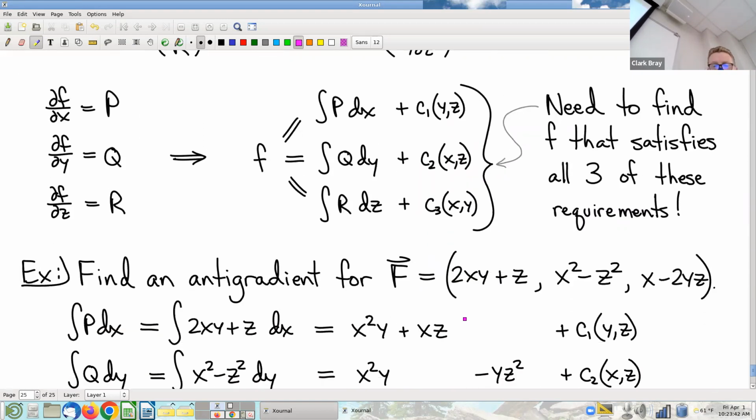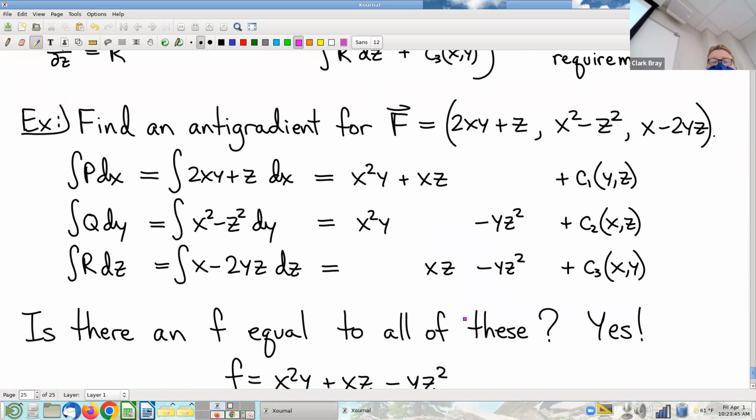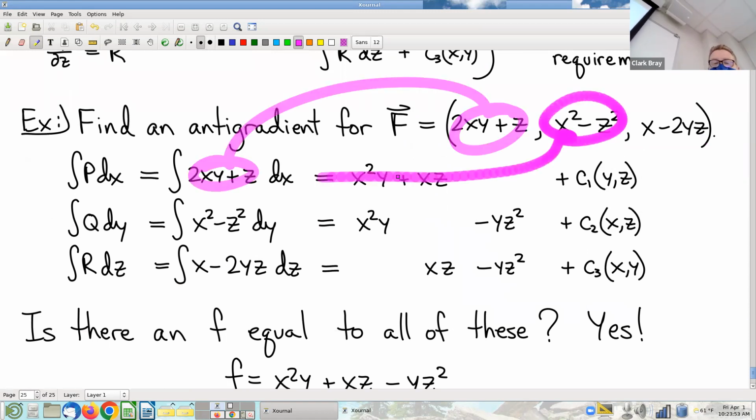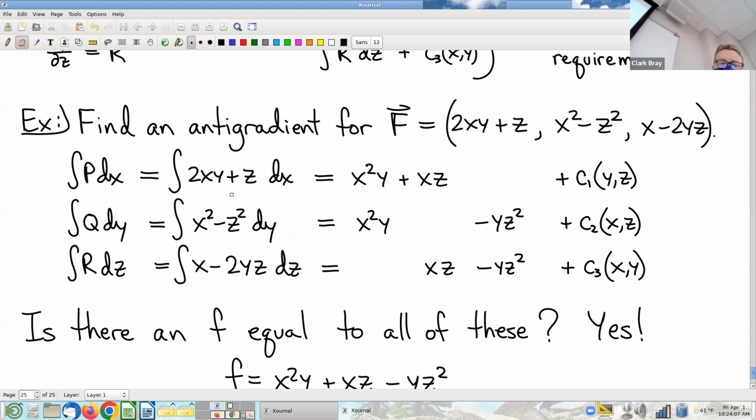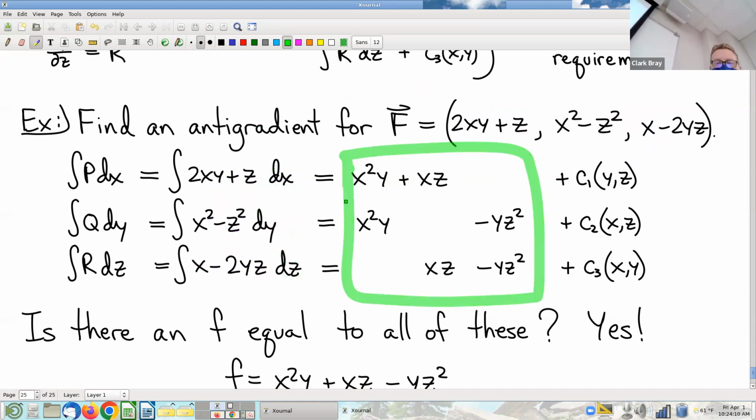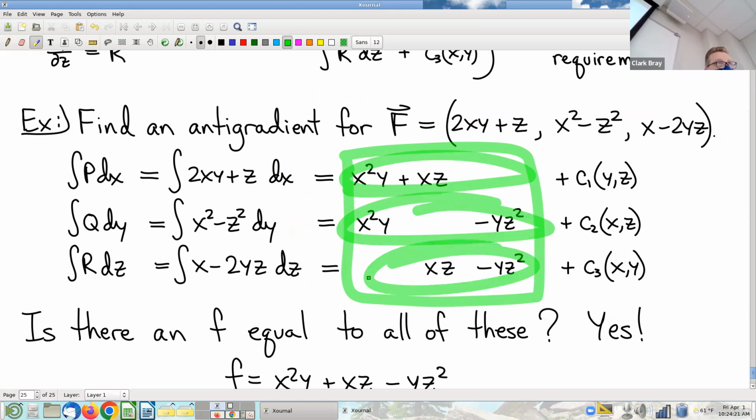I'm just going to show you an example to see how that plays out. Here's the vector field that I want to find the antigradient for, and notice I take the first component there, second component there, third component there. I'm taking the x, y, and z partials respectively. Again, the order matters. You've got to do the right ones with the right ones. And in so doing, here are my antipartials. Well, these are the antipartials that I just happened to write down. Are these three things all equal to each other? No, they're all different. That's okay.